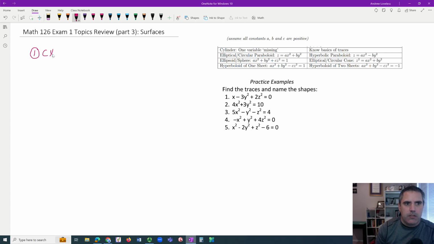We have cylinders. Those are things where one variable is missing, so there are only two variables. In those situations, you just draw whatever the 2D graph is, and you extend it in the other direction. That's it. And then we have what we call paraboloids.